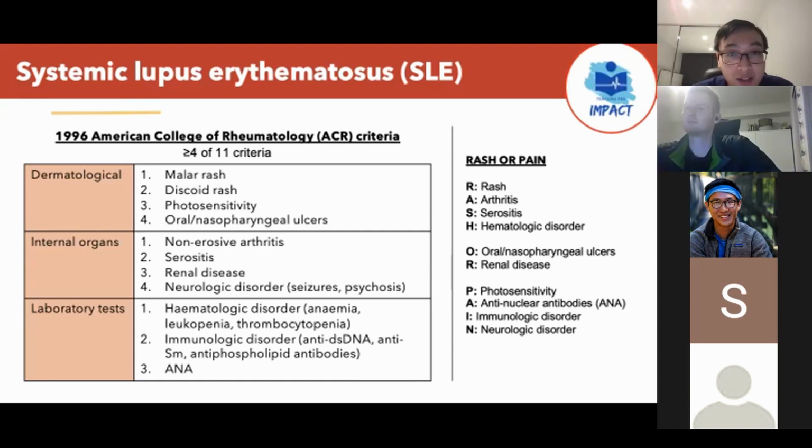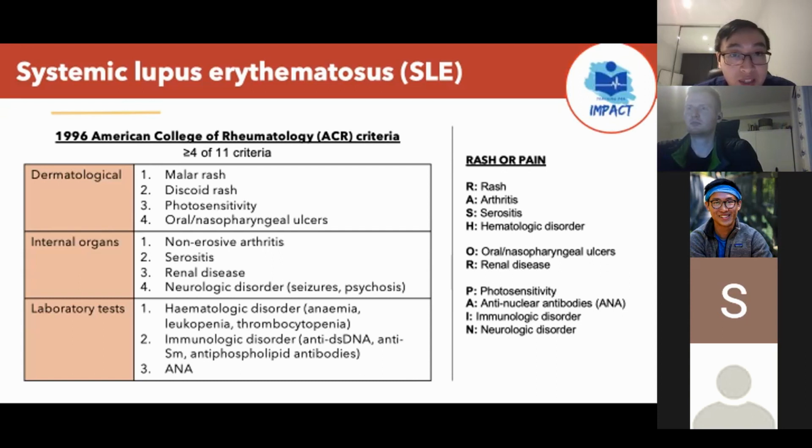The 4 related to the skin: malar rash, which is your standard butterfly rash, discoid rash, photosensitivity, and oral or nasal ulcers. The 4 related to organs other than the skin: arthritis, commonly non-erosive in nature, serositis, and what we mean by that is either pleurisy or pericarditis, renal disease, so evidence of lupus nephritis, or neurological disorder, CNS lupus causing seizures, psychosis, etc.